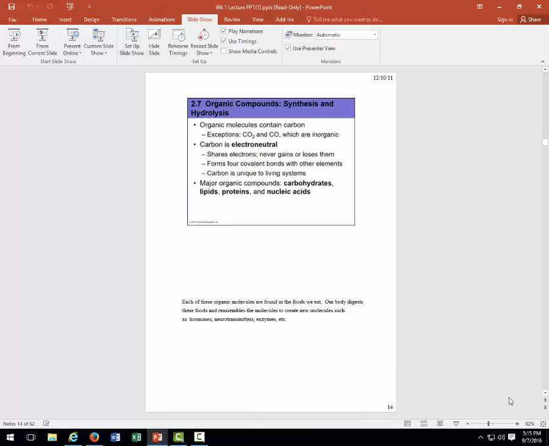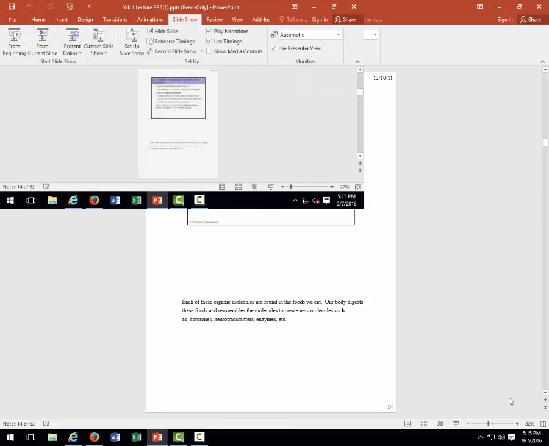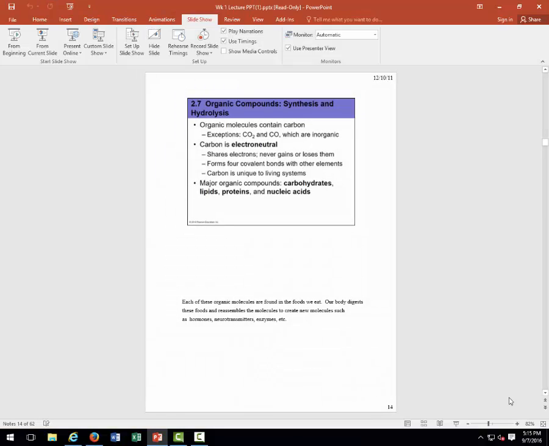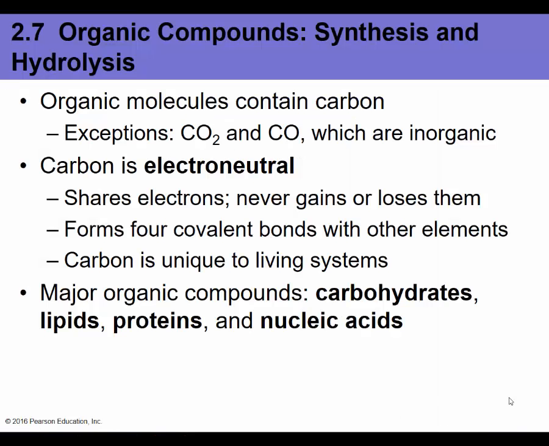Okay, so organic compounds now is our next topic. The major classes of organic compounds are carbohydrates, lipids, proteins, and nucleic acids. When you think of this, you're just going to be thinking of the foods we eat. The foods we take in have to contain these building blocks to maintain what we're made of. And we're made of carbohydrates, lipids, proteins, and nucleic acids.